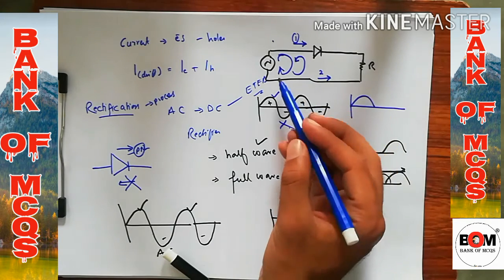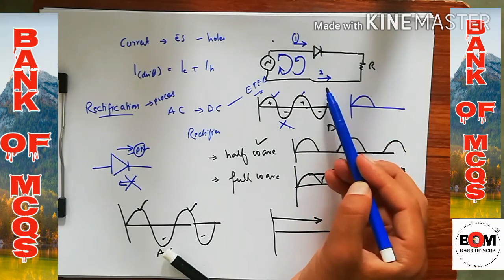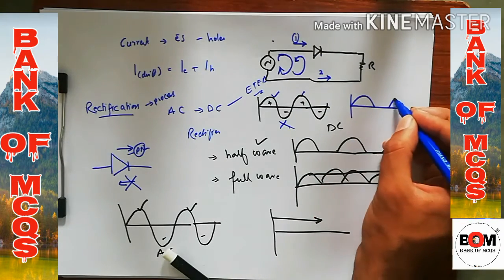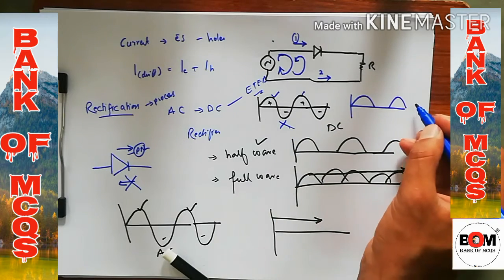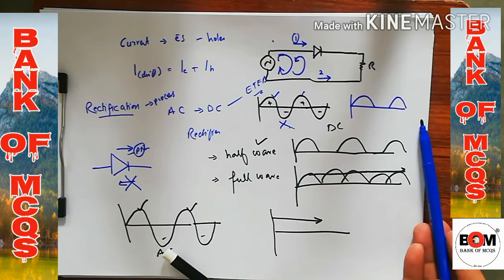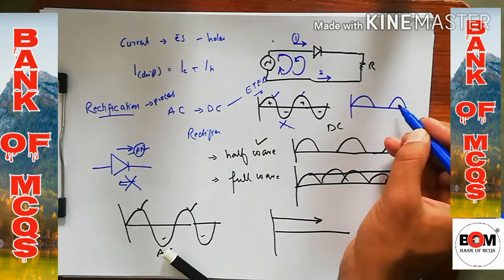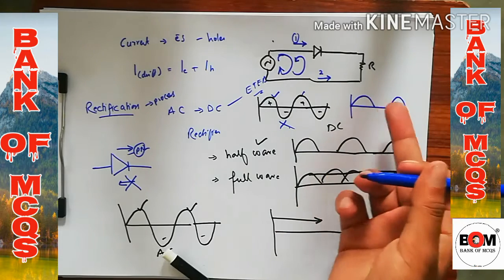In the third case, again it will start motion and act as forward bias and current will move. So the positive half will pass and the negative half will be skipped. In this way, the positive passes through it and the negative is skipped. And this is called a half wave rectifier, because half of the wave is rectified from AC to DC.